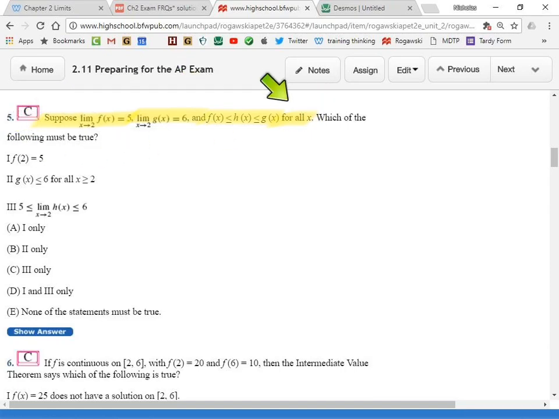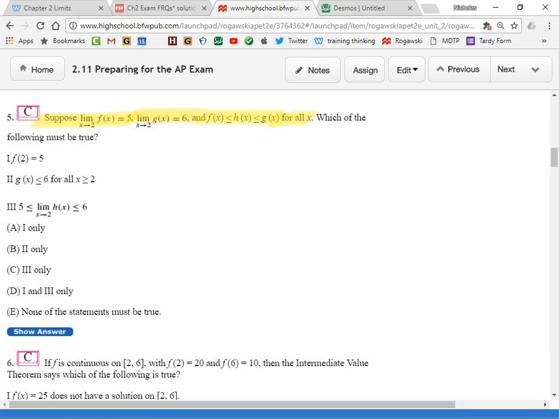Okay, so this is just information. Now we have to see if any of these are true. So what does this stuff mean? Do you know what limit means? Do you know what this stuff over here might mean? Okay, so this says if we plug 2 into f, we would get 5. Now, what do we know about f? We know that the limit as we approach 2 is 5. Does that mean when we plug in 2, we get 5?